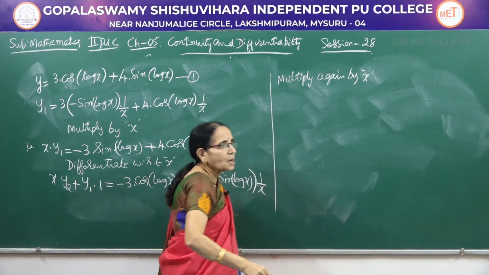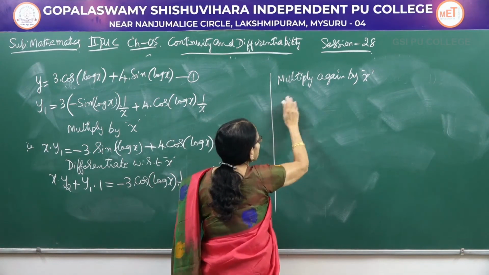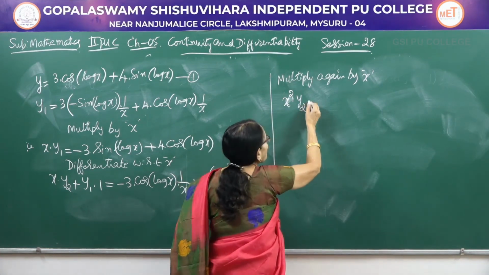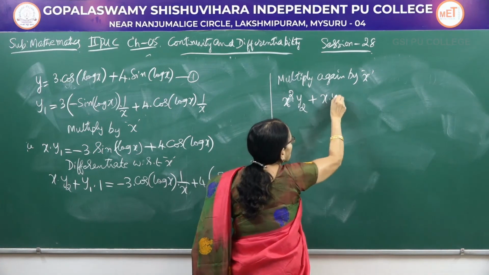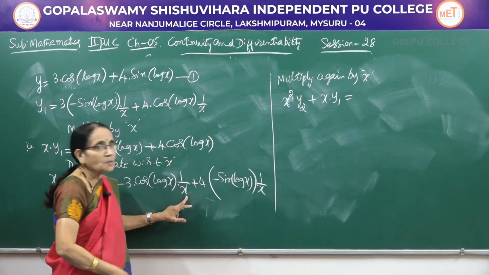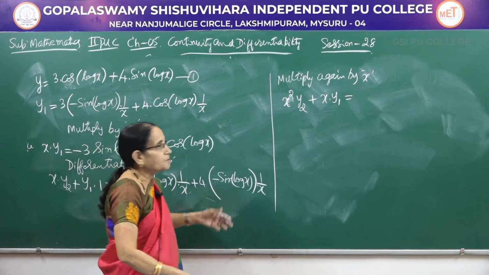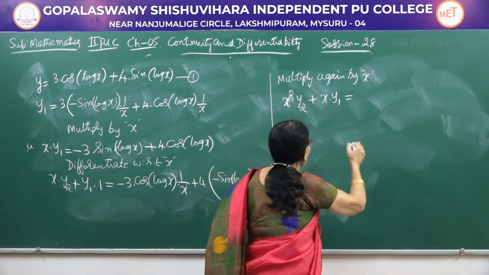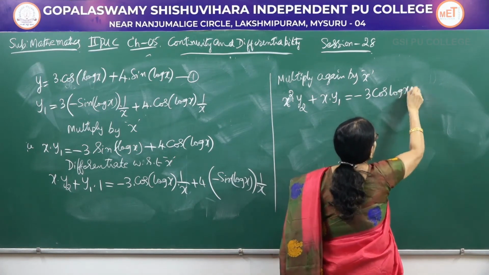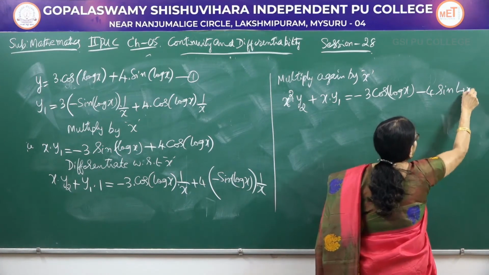Left hand side what we were having, x into y1, isn't it? So x into y2 we had, it becomes x square into y2, plus y1 we had, it becomes x into y1. Right hand side both the terms were having x here. So when you multiply by x, automatically that x gets cancelled. Let me see what is remaining. It is minus 3 times cos of log x minus 4 times sine of log x.